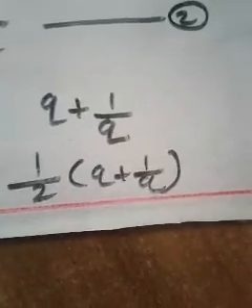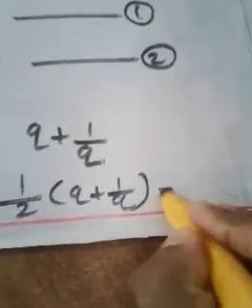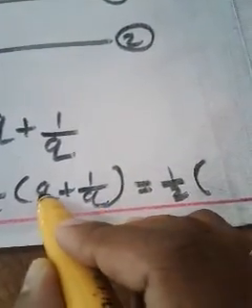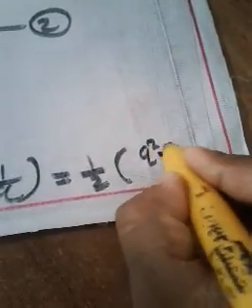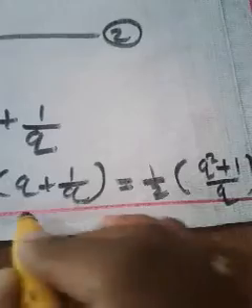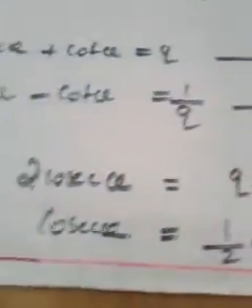And if you solve the things inside the bracket, what do we get? 1 by 2 as it is. Under the bracket you can cross multiply, so q into q is q square plus 1 by q. If you want, you can give the denominator 1 and cross multiply. So the value of cosec theta becomes 1 by 2 into q square plus 1 by q, isn't it?